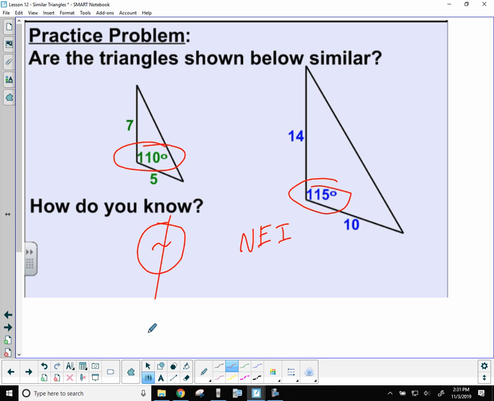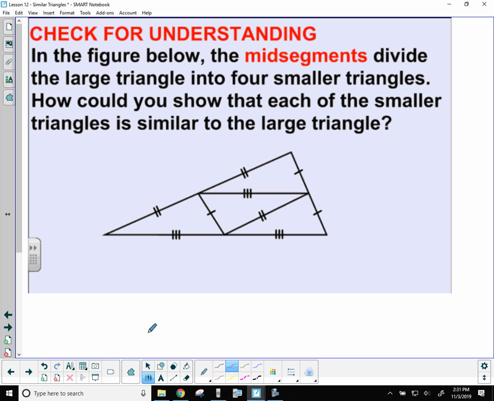Again, we're going to be doing constructions. These are midsegments. They go from one midpoint to the other midpoint of the sides of a triangle. Same thing down here. And when you connect them, the little triangles are congruent, obviously because of the tick marks, but relative to the big one and the little one, they're going to be similar.